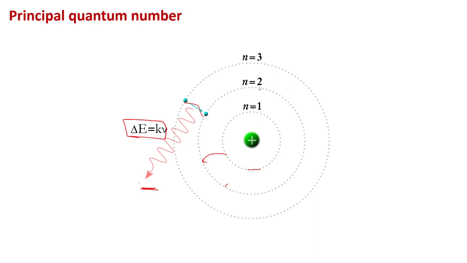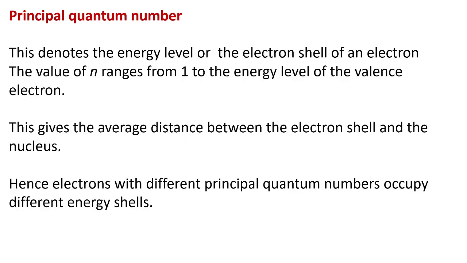Now this particular pathway where the electron is moving around the nucleus possessing certain energy is what we call a shell, and this pathway is numbered as n is equal to 1, n is equal to 2, n is equal to 3 and so on. This value of n is nothing but our principal quantum number, which is denoted by n. Basically this is telling us about the energy of an electron, hence it's also called the energy level. This can range from 1 to the energy level of the valence electron.